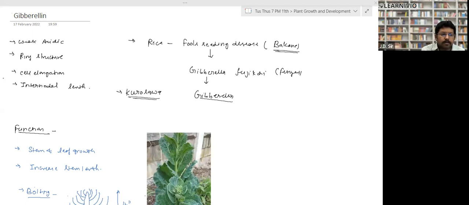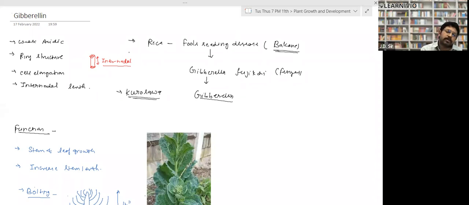It increases the internodal length. Internodal length means, for example, this is sugar cane. This is the internodal length, right? The part between the two nodes. So after spraying gibberellin, the internodal length increases. So it can be used in crops like sugarcane and bamboo. Internodal length will increase. So start noting now. It is responsible for internodal length.